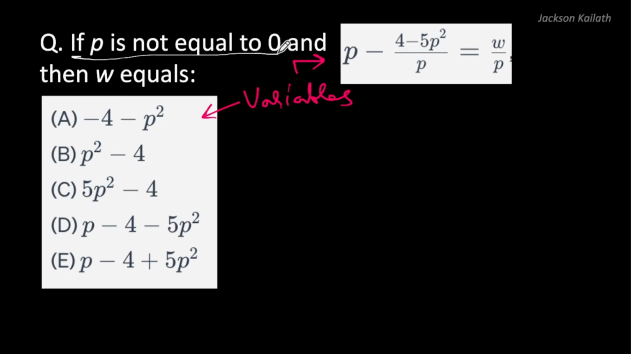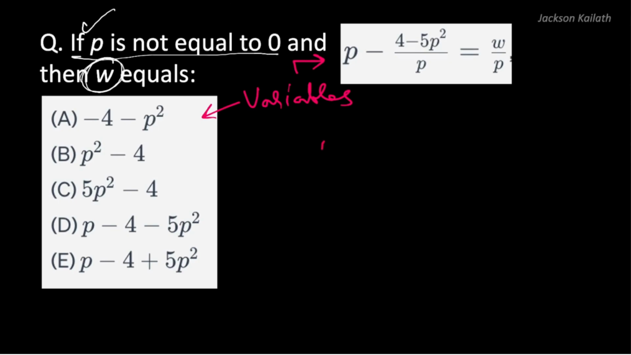It's mentioned that p is not equal to 0, and we have to find out what is the value of w in terms of p. Now as we've discussed, if we are choosing the correct answer option, it should give the corresponding value of w for every value of p, given that we are not taking p equal to 0 because that's mentioned in the question stem. Alright, so let's go ahead and substitute.